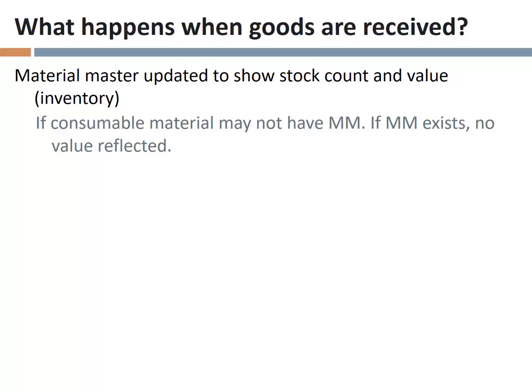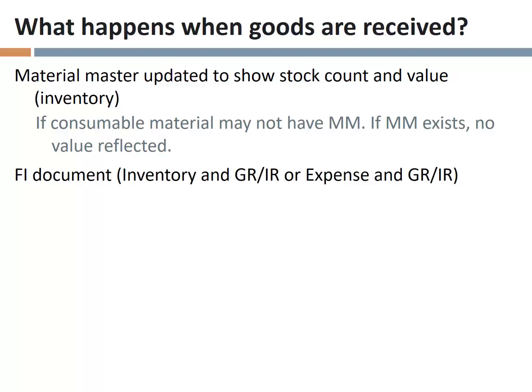So one of the things that happens here is our material master gets updated. The second thing that happens is an FI document gets created. This is exactly what we were just talking about here. And what's going to happen here is one of two things. Either the FI document is going to reflect debiting an inventory account to reflect we now have more and crediting the GRIR account, or we're going to be debiting an expense account and crediting the GRIR account. Those are only two options for how this is going to be captured in a financial accounting document.